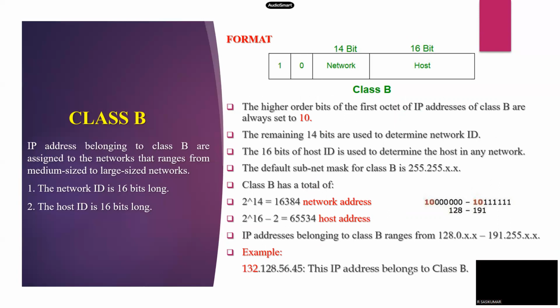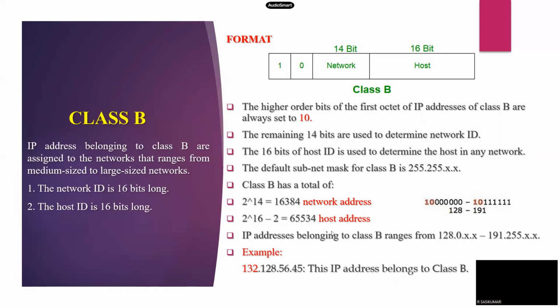So class B starts with 128 and ends with 191. For class A, the difference is 128; now it is divided by 2, so the difference for class B is 64. The starting range is 128, the ending range is 191. This is an example: 132.128.56.45 is an IP address of class B.